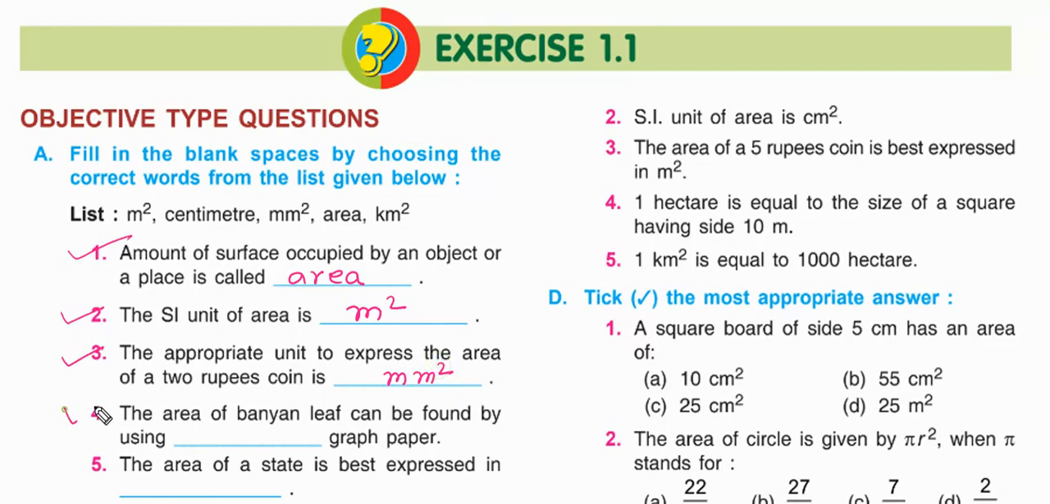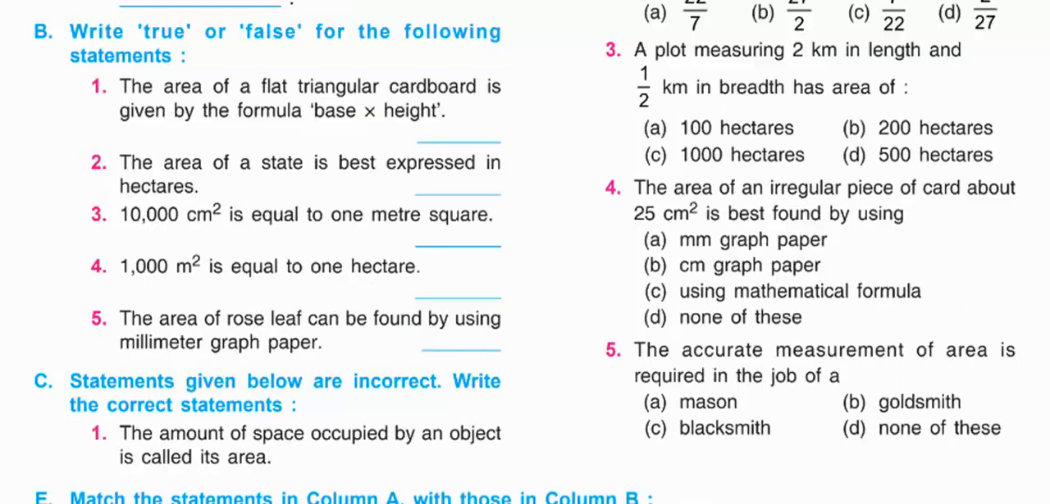Now, the area of banyan leaf can be found by using a centimeter graph paper because the leaf of banyan tree is bigger than a coin. So appropriate unit is centimeter. So we will use a centimeter graph paper. Children, the area of a state is best expressed in kilometer square. I hope these questions are clear to you.